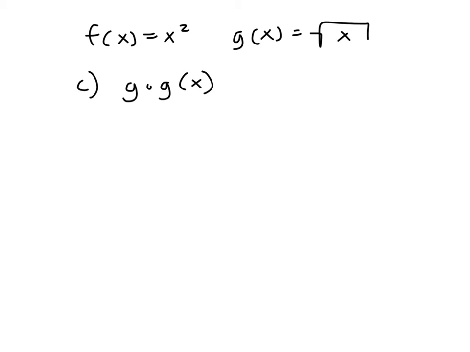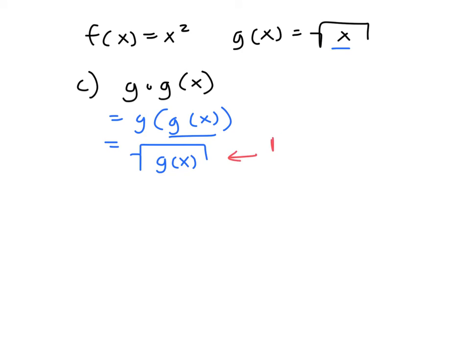Alright, one last example. In this one, we have g of g of x. The first thing I'm going to do is plug in g of x for x. So I'm going to have the square root of g of x. At this point, I'm going to think, what's the domain of g of x? Well, 0 to infinity, because inside the square root I need it to be positive. So the domain of g of x is 0 to infinity.